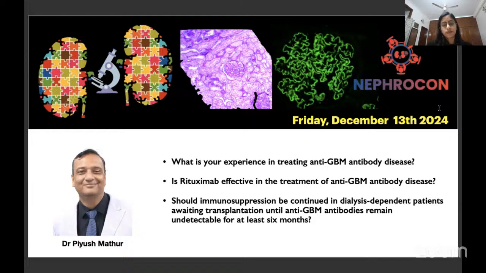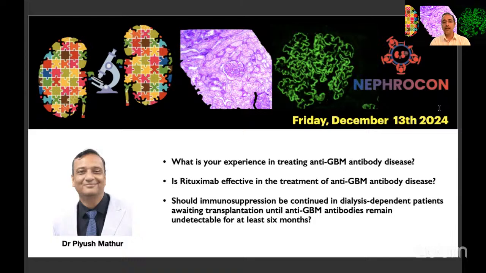I agree. Very perfect. So let us presume the patient in question has become dialysis dependent, and we are planning to do a transplant for this patient within, let's say, 6 months or 8 months or 1 year. Would you like to continue immunosuppression during this time? Because the aim of that management would be to bring down anti-GBM antibodies and make them undetectable for at least 6 months. What would you say, Dr. Piyush?